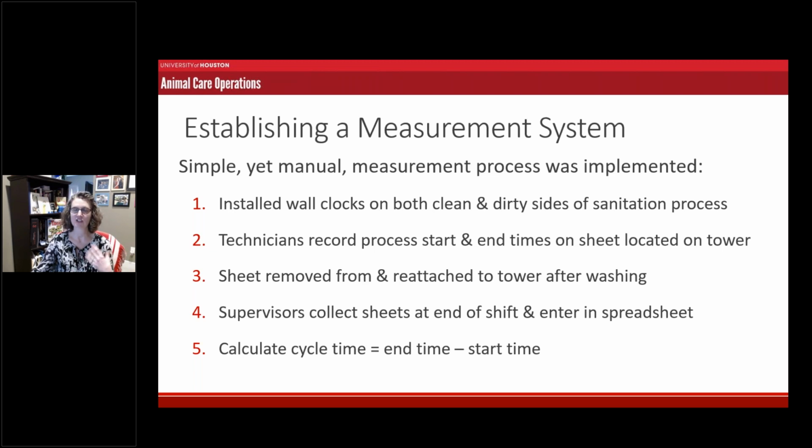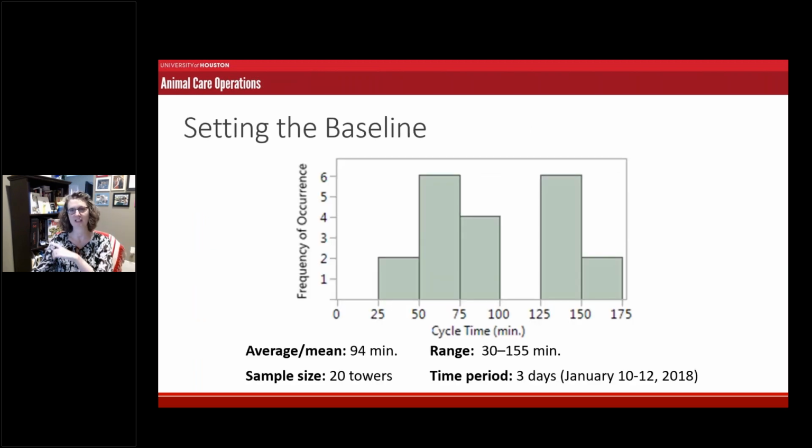So the idea is the technician is starting this process. As they're starting to unload mouse cages, they're writing down the start time. As they're finishing rebuilding that tower on the clean side, they're noting the end time. And then the supervisor is going to collect the sheets from each tower at the end of each shift and just build a simple spreadsheet that tells us the cycle time for this process. The cycle time is simply that end time minus that start time, but it takes us all the way from the beginning when they first touch a tower full of dirty cages and start unloading it, all the way until they finish building that clean tower.